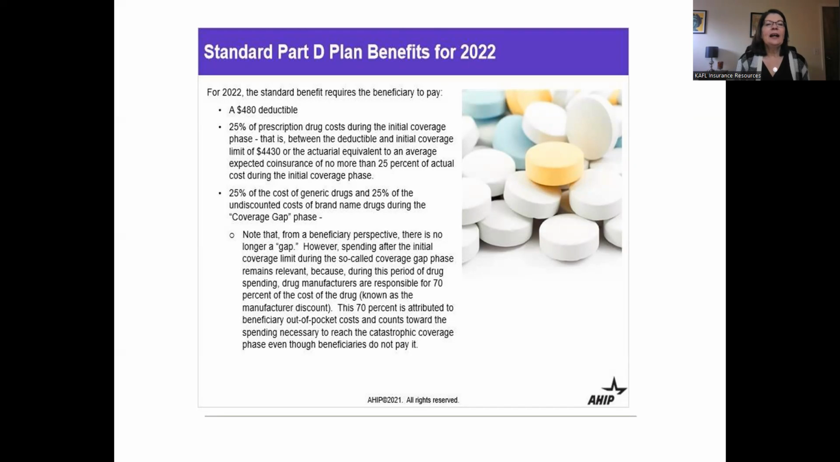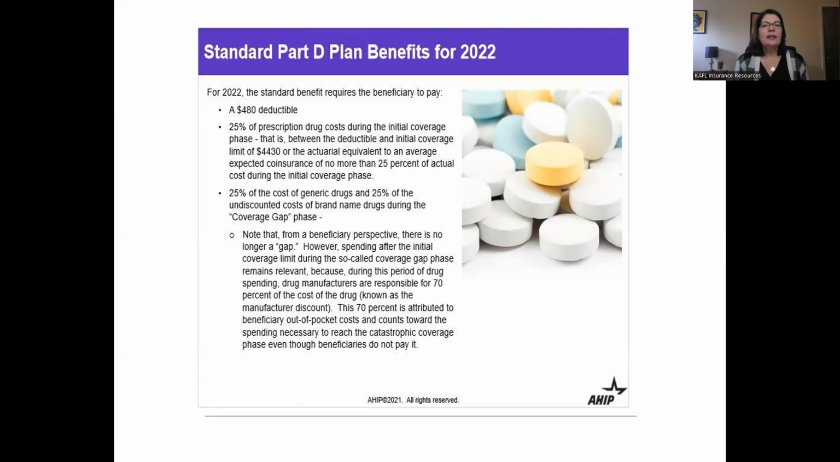And then they're going to pay 25% once the deductible is paid, if there is any, 25% of drug costs during this initial coverage phase, until they reach $4,430. Now, a lot of people stay in this initial coverage phase and don't get out of it in any specific year, but some people have a lot of drug costs, so they go into a higher phase.